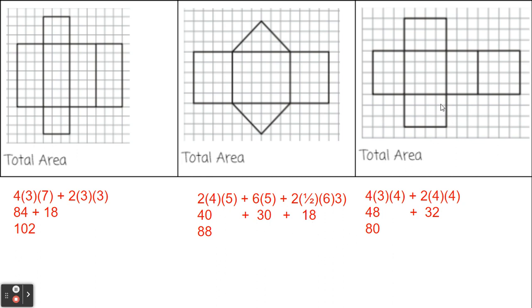For the other one, I have 1, 2, 3, 4 rectangles that are the same size here, and those are 3 by 4. So you can see I've got that here. I've got 2 rectangles that are 4 by 4, so they're actually squares. So 4 times 4 is 16, times 2 is 32, and I end up adding 48 plus 32 to get 80.